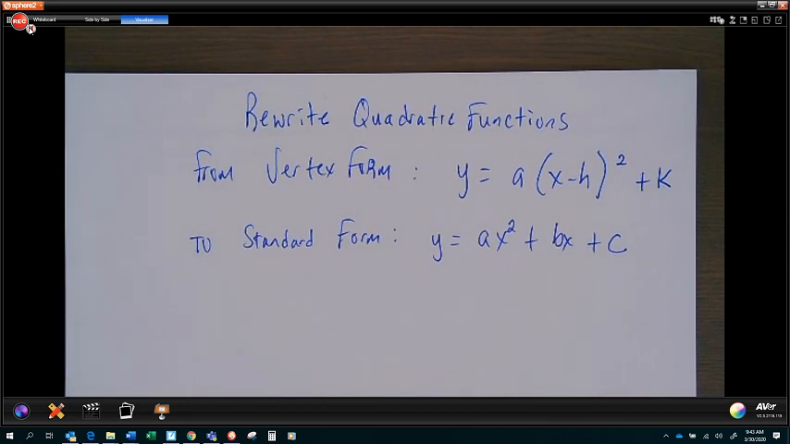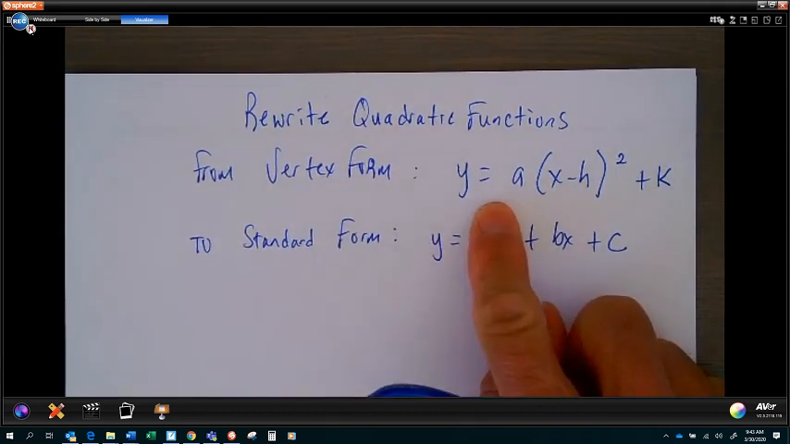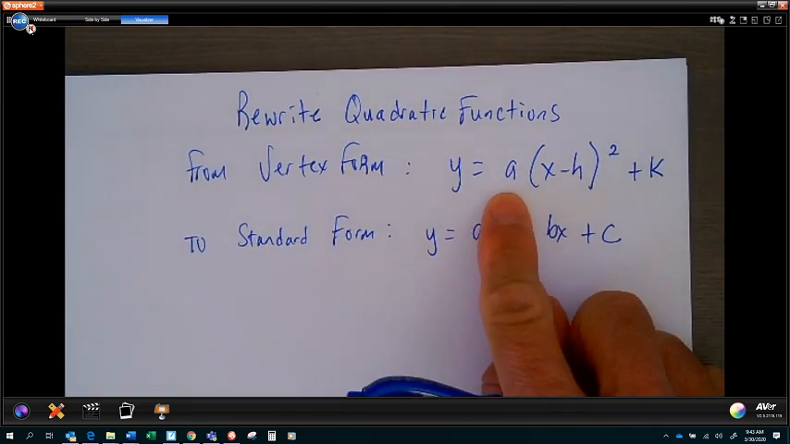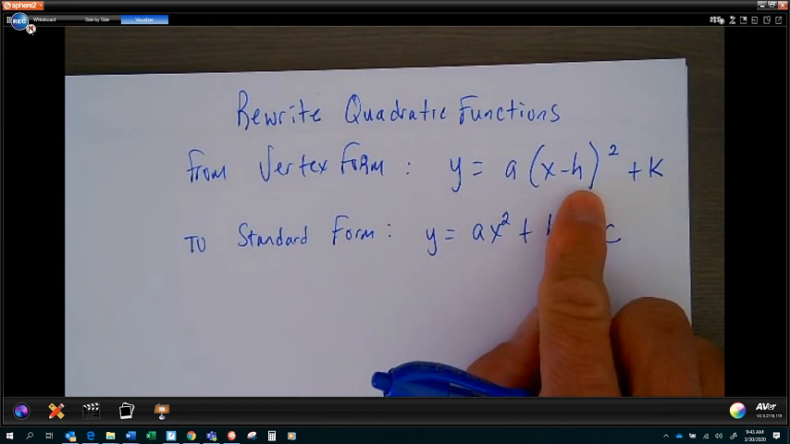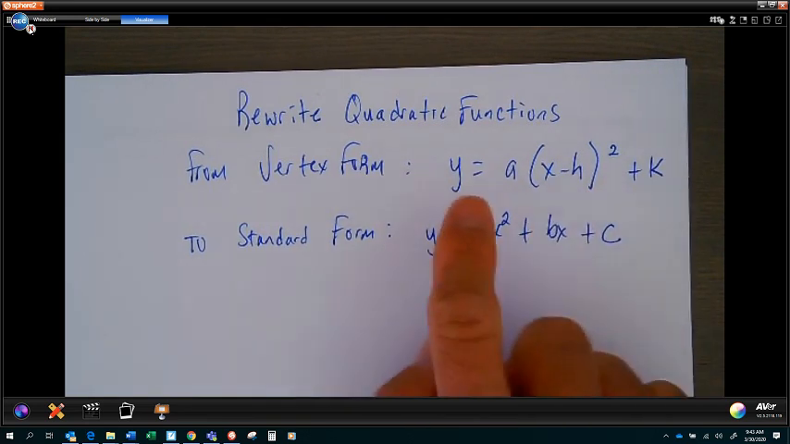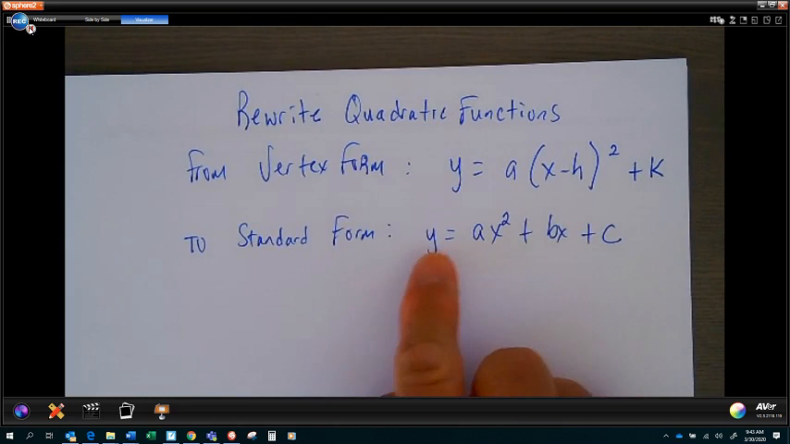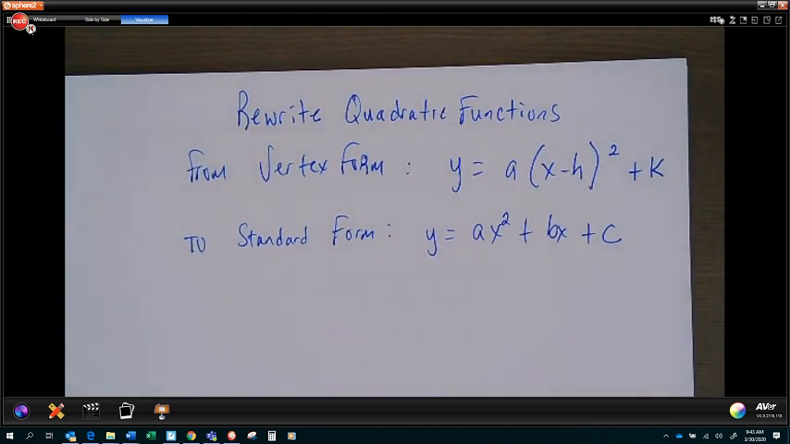At this point of the lesson, we are now going to rewrite quadratic functions from vertex form, and you remember vertex form in this form. Y equals a times x minus h squared plus k. We're going to convert that to standard form, y equals ax squared plus bx plus c.